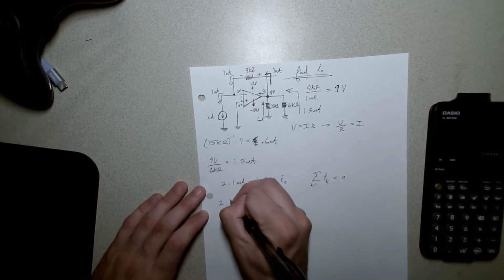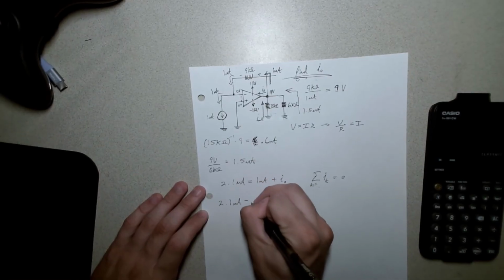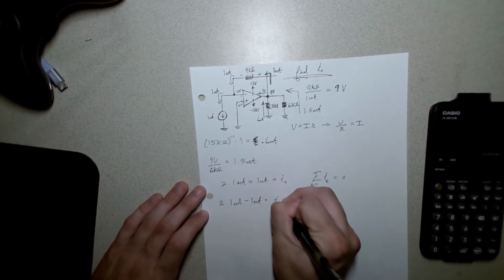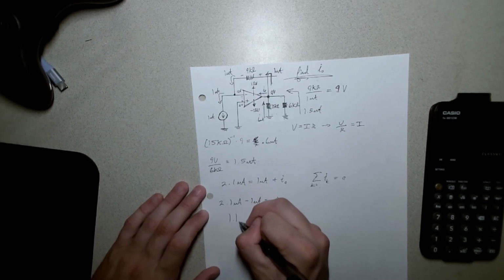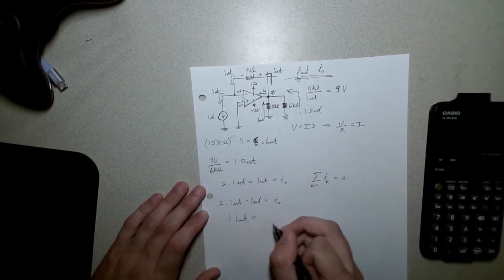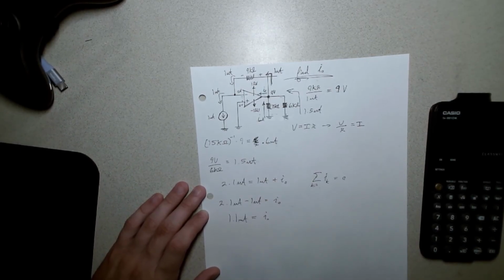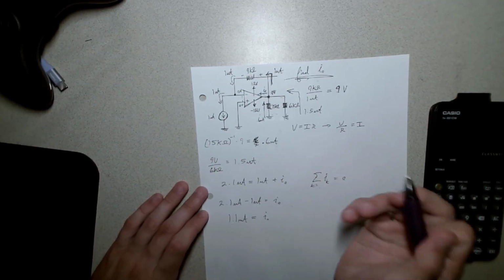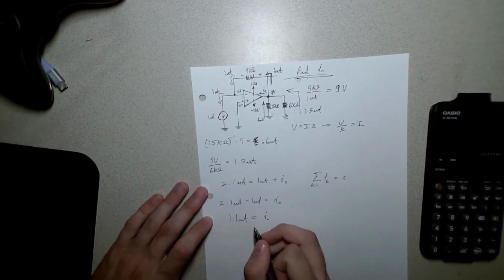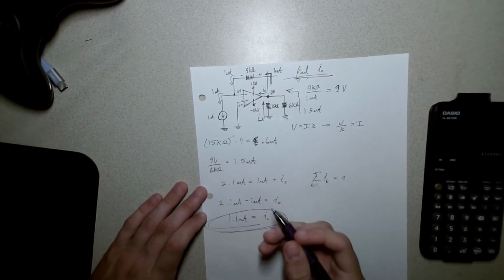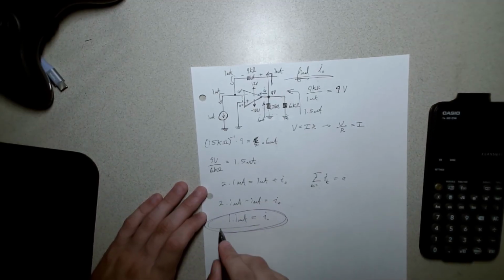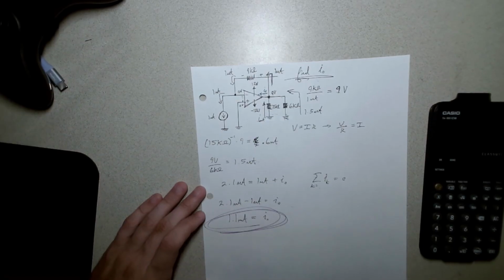So we'll have 2.1 milliamps minus 1 milliamp is equal to I naught. And that leaves us with 1.1 milliamps is equal to I naught. And we've solved the problem. How exciting. And when I'm done, I like to circle it, do a big circle with a purple pen or something like that.